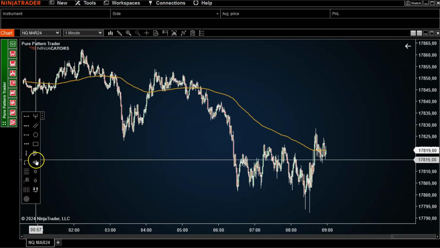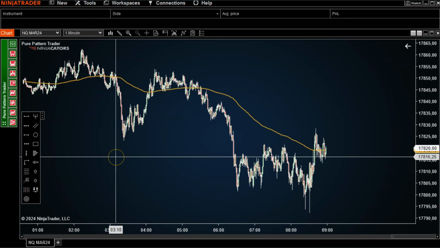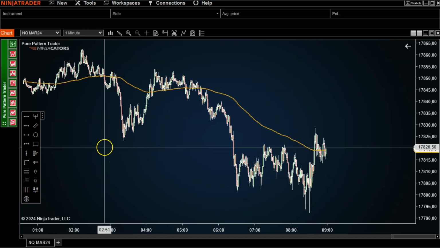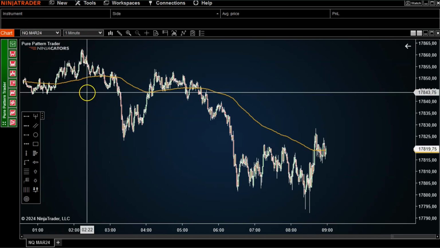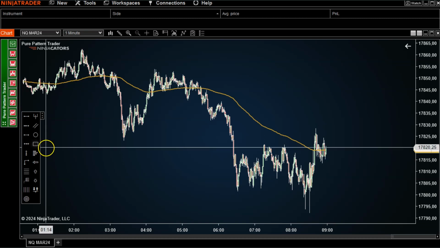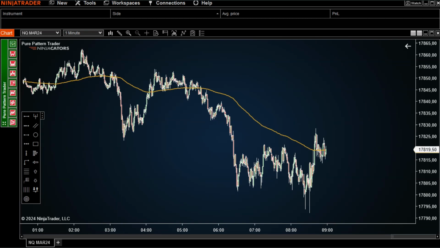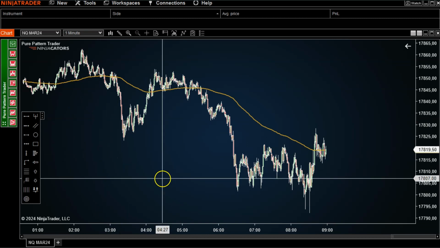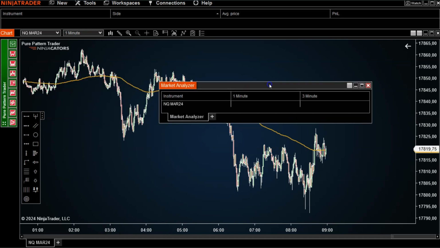For my third strategy, I would like to show you how I like to scalp the Nasdaq or the micro Nasdaq using patterns. Right, so on the top left there, I've got my Pure Pattern Trader user interface loaded, and it basically looks at a whole different array of patterns. I like following trend continuation patterns with this particular strategy.